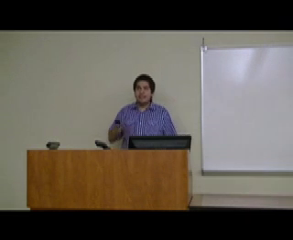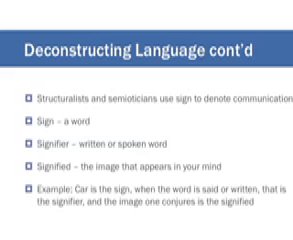If you want to understand deconstructive theory, you have to understand structuralist theory, and the entire concept is how language is created. Firstly, you have the sign: the signifier, the written or the spoken word when you're actually saying it or writing it down, and the signified, which is the image that pops into your head when you are saying or writing it.